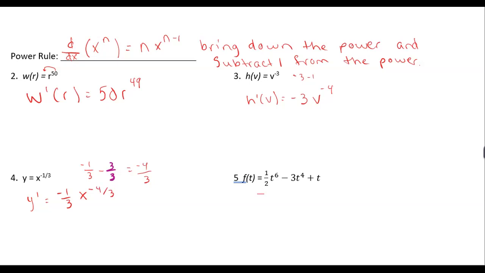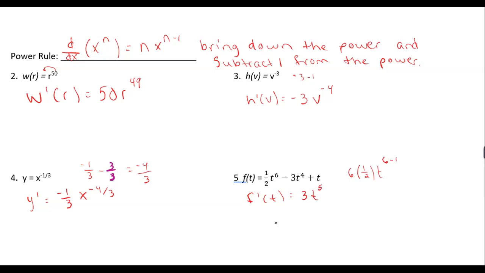Let's try the next one, number 5. We have 1/2 t to the 6th minus 3t to the 4th plus t. So same thing, we're going to take our derivative of each piece individually. So look at 1/2 t to the 6th first. So our derivative will look like f prime of t. 6 times 1/2, bring down your power. We already have a 1/2 in the front. So when we bring down our power, it's going to look like 6 times the 1/2 because we already had the 1/2 there. So 6 times 1/2 will give us 3. T, and it was t to the 6th. So we subtract 1 and that will give us t to the 5th.